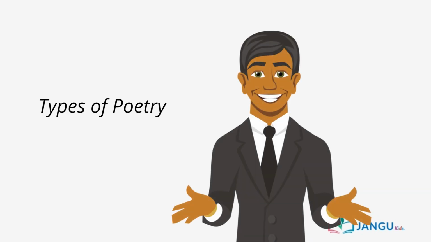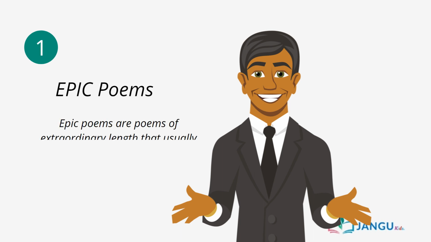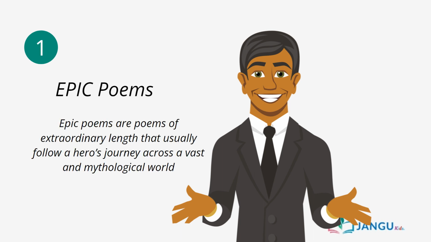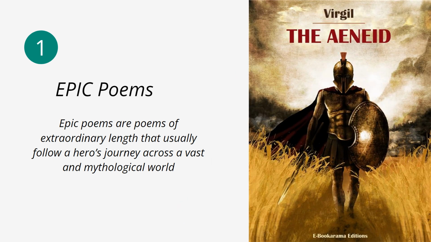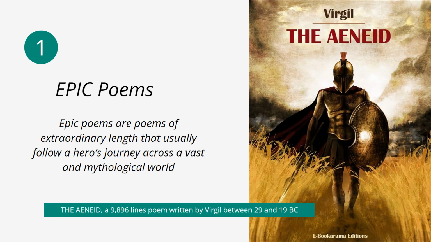There are several types of poetry, and I bet you are already familiar with some or all of them. Let's take a look at 3 of the common types. 1. Epic poems. Epic poems are poems of extraordinary length that usually follow a hero's journey across the vast and mythological world. An example of an epic poem is the Aeneid, a 9,896-line poem written by Virgil between 29 and 19 BC, which tells the legendary story of Aeneas, a Trojan who traveled to Italy, where he became the ancestor of the Romans.